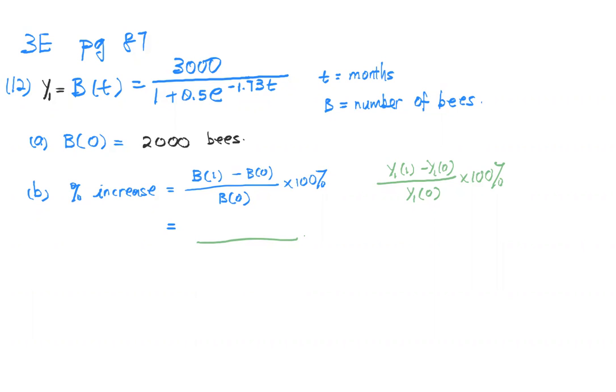After 1 month means t equal to 1. Initial t equal to 0, final t is equal to 1. So I write down that, I get the answer. So you can check the answer from the book. Okay, I'm going to do part C.